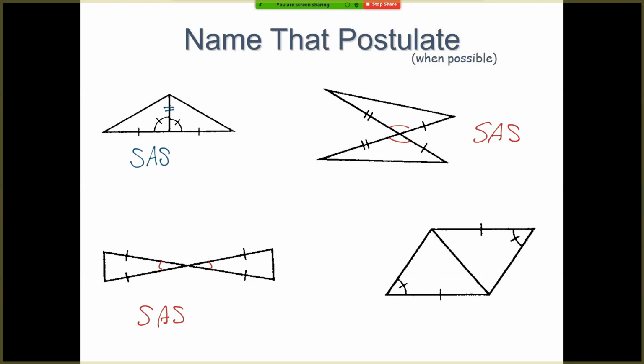And then the last one, we have a shared side, which we can mark congruent. We have two sides and an angle, but the angle is not included, so this is not possible. Again, that would form ASS, which is not a valid congruency statement.